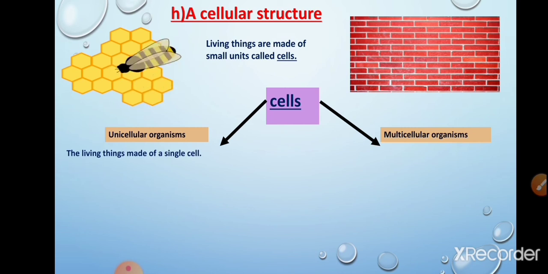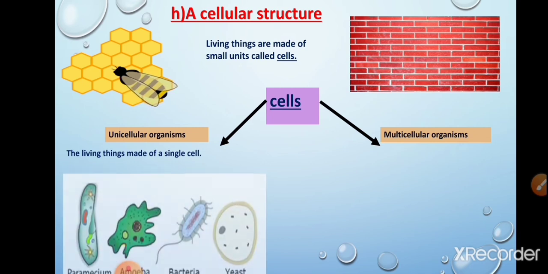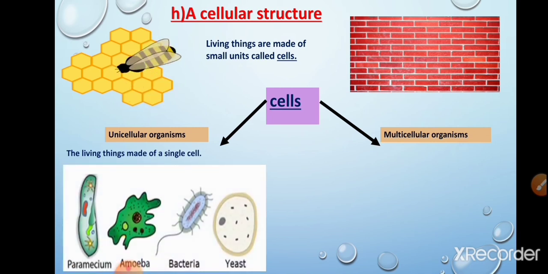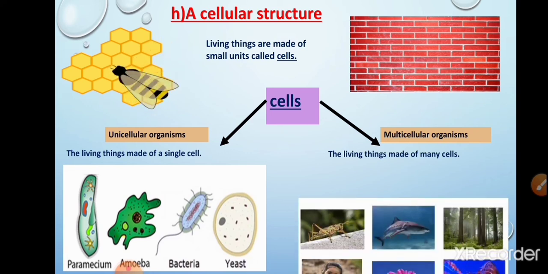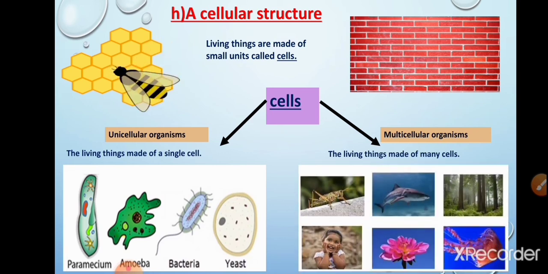The living things made up of a single cell are called unicellular organisms. Examples: Paramecium, amoeba, bacteria and yeast. The living things made up of many cells are called multicellular organisms. Examples: all insects, all aquatic animals, trees, flowers and human beings. All the characteristics of living things are seen in every cell of a living thing, whether it is unicellular or multicellular. That is, cellular structure is the main characteristic of living things, even though the number of cells may vary.